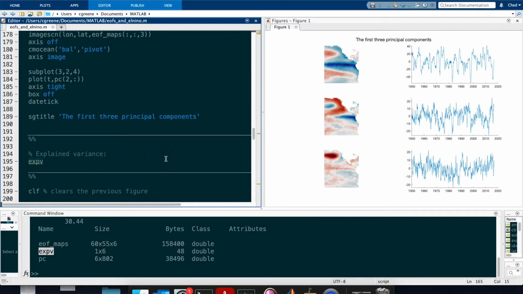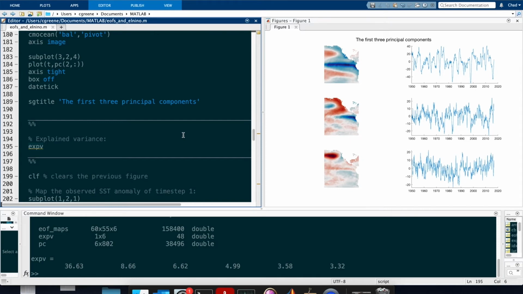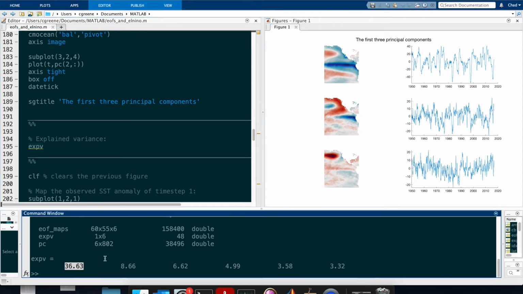So one of the outputs of the EOF function is the explained variance. And what it tells you is how much each mode contributes to the overall variability in the signal that we have. And what this tells us is that the first mode of variability explains about 37% of the variance in the sea surface temperature data. And the second mode is about 8 or 9%, and so on.